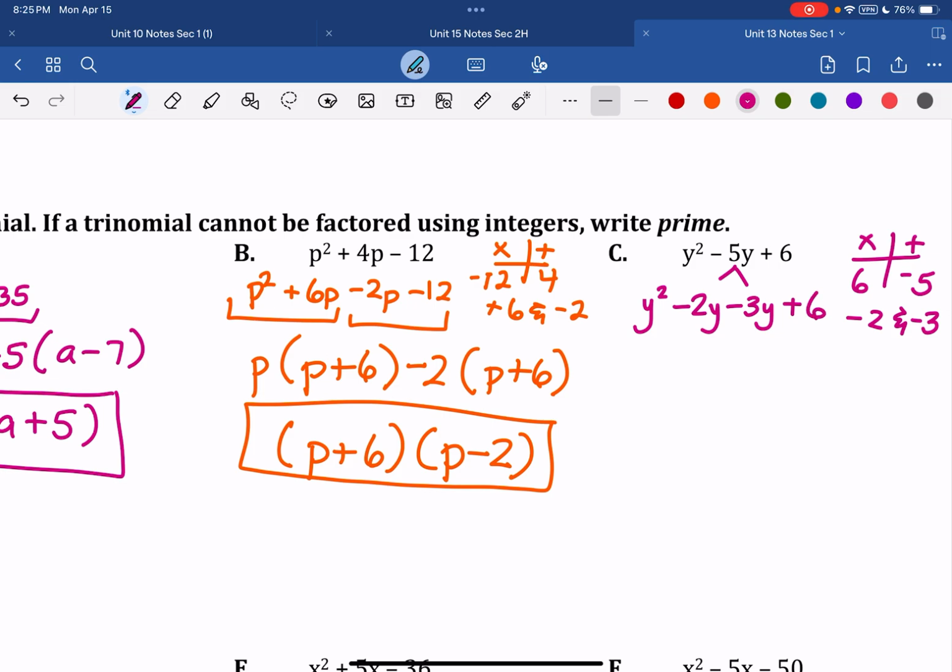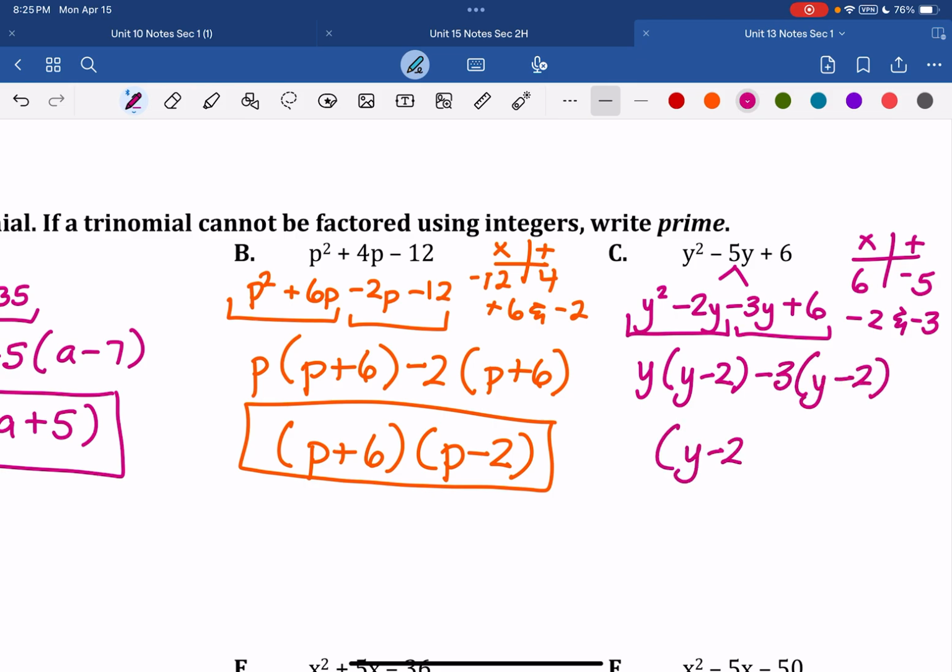plus 6. So we're going to factor the two groups. We get y here, leaving us y minus 2. Second group, we can factor out a negative 3, leaving us y minus 2. So we're left with y minus 2 and y minus 3 as our two factors.